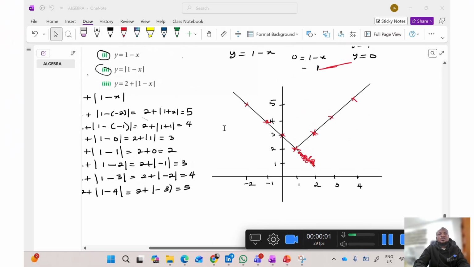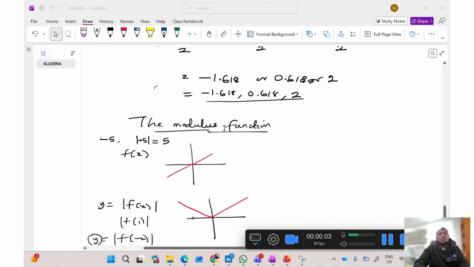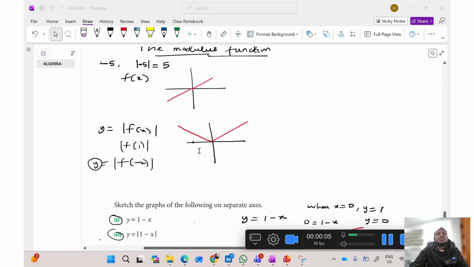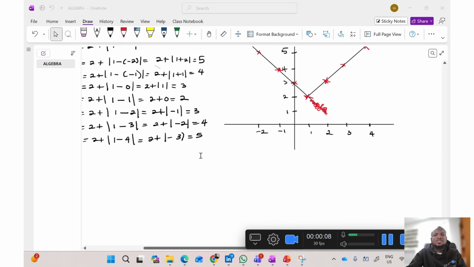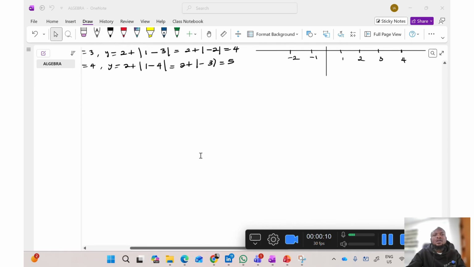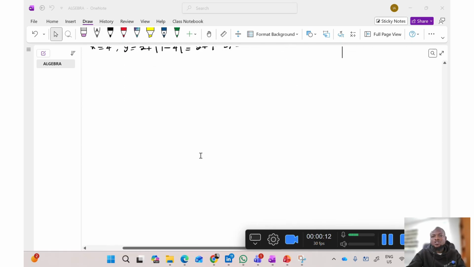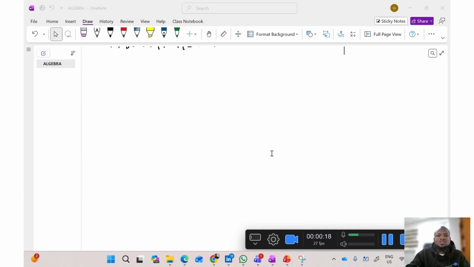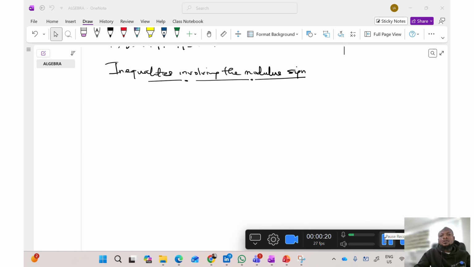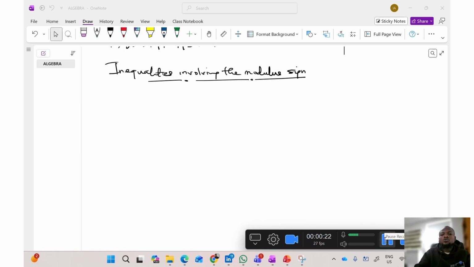Yeah, in the last session, I explained what a modulus function is and how to sketch its graph. Now, in this session, I will explain inequalities involving the modulus sign. So here, I will explain some useful rules that can be applied with inequalities and the modulus sign.